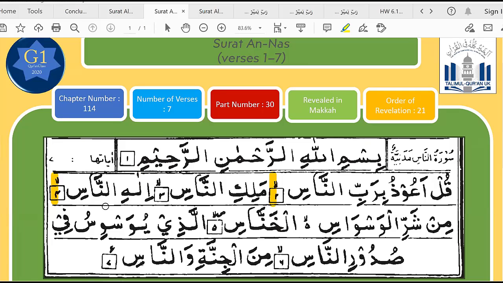Yes, next one is going to be G1126. Assalamu alaikum.